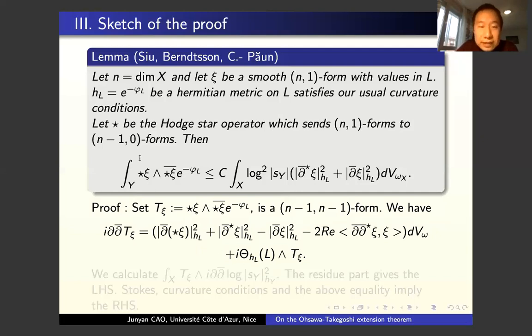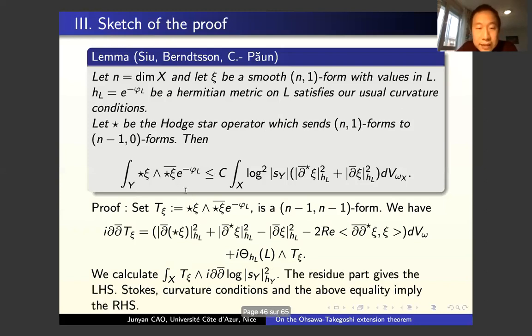So therefore, in order to prove this inequality, we now calculate the integral of C with the dd bar of log sy squared. For the residual part of this integral, it gives exactly the left-hand side of this inequality, and for the right-hand side we just use the Stokes formula.